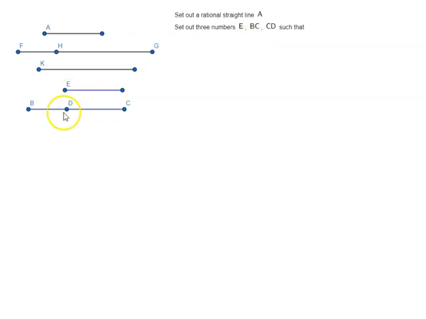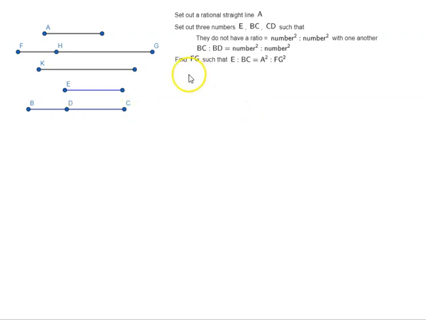Set out three numbers E, BC, and CD such that they do not have a ratio equal to number square is to number square with one another. BC is to BD is equal to number square is to number square. So what this means is E is to BC is not number square is to number square. E is to CD is not number square is to number square. And BC is to CD is not equal to number square is to number square. But BC is to BD is equal to number square is to number square.